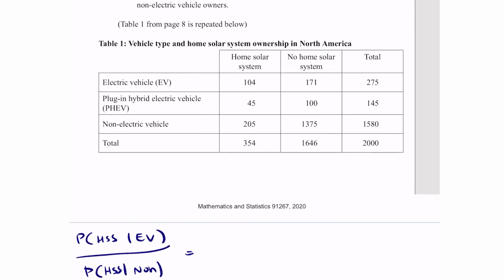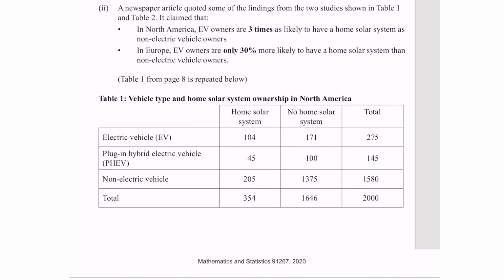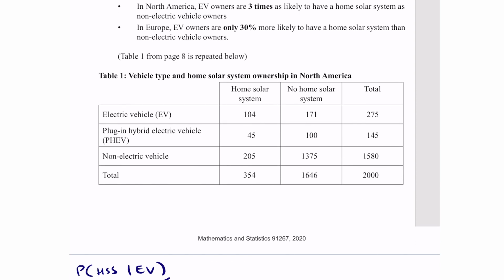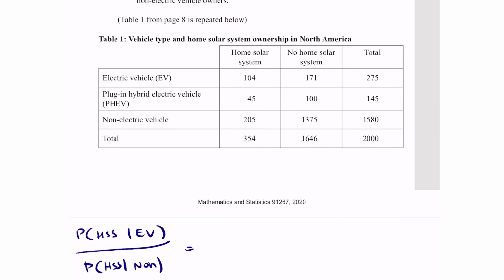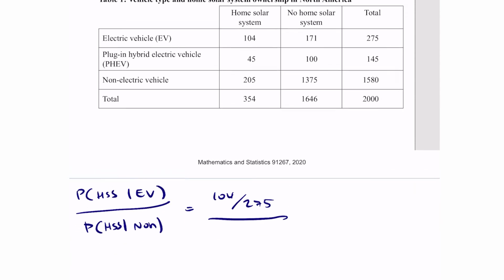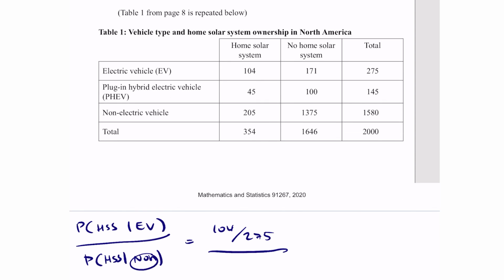What's the probability of having a home solar system given that you have an EV? Given that you have an EV, we look at this row here. We look for home solar system. So we're looking at 104 over 275, all over. Now the condition is non-electric. So we look at this row. We look for home solar system, which is here. This is 205 divided by 1580.